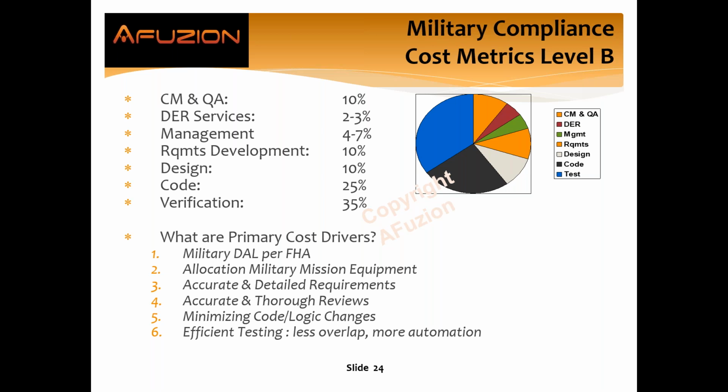Here's the breakdown. CM and QA is typically 10% of a project on a military project. The certification, DER, CVE, that's additional 2 to 3%. Now, DERs are not required, nor are ODAs, organizational approvals, on military projects. But if we don't have DERs or ODA, that's picked up by quality assurance. Now, management, we always need those folks in the nice suit and the nice tie. They got to manage the project. Management is 4 to 7% traditionally.